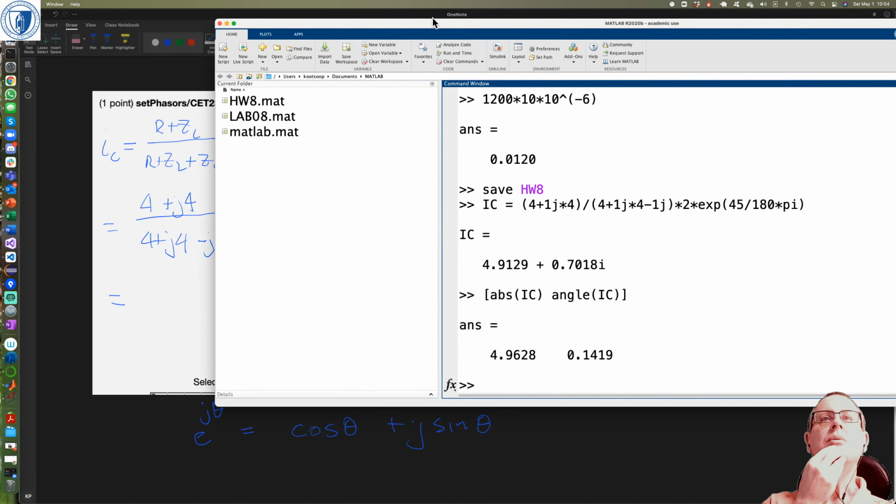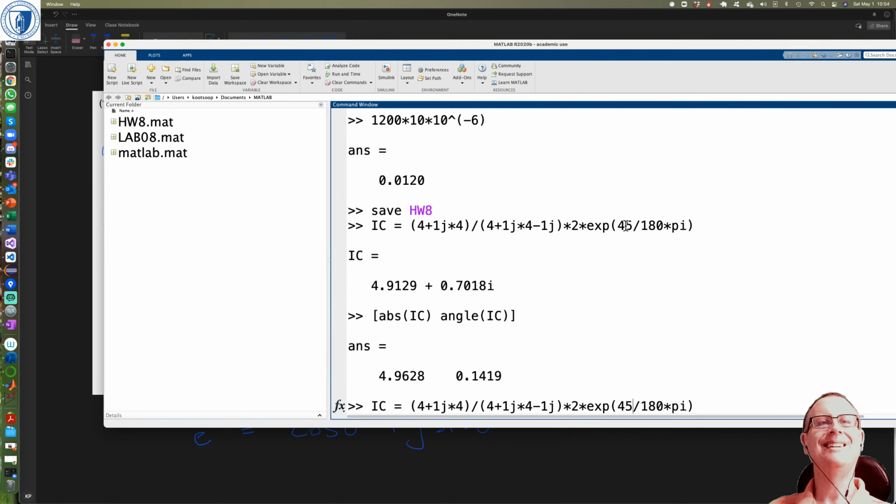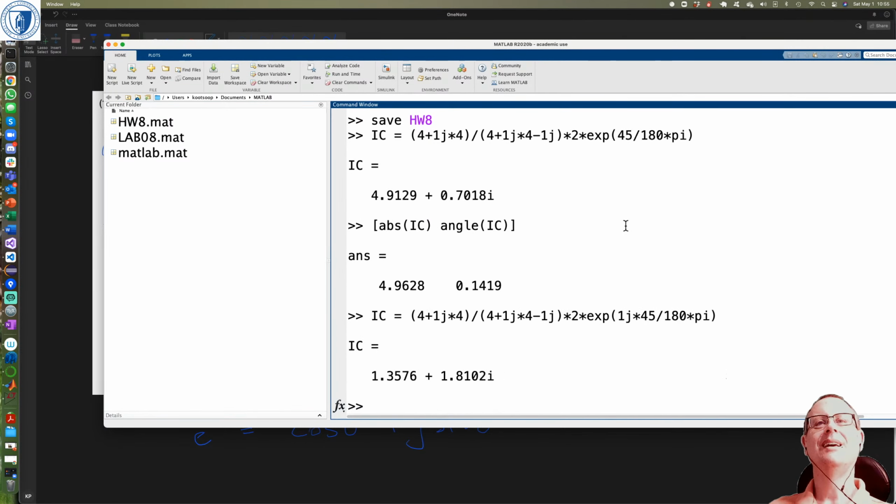The impedance in the opposite branch, so R plus ZL, divided by the total impedance, times 2. ZL plus ZC. Oh, doh. One j. Yeah, I forgot to put the 1j in there. Thank you. Okay, that looks a little bit more like it. Right, and then we can do that. And then we get the right answer.